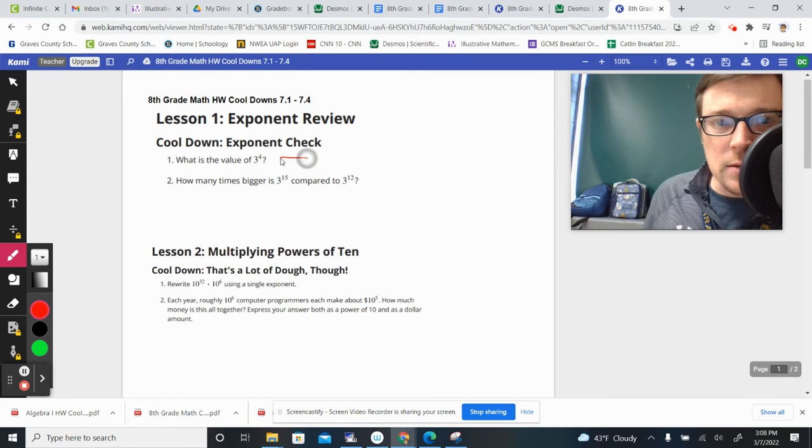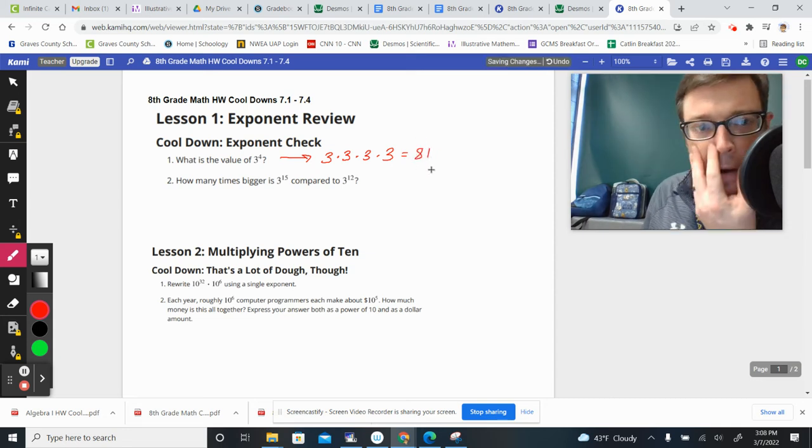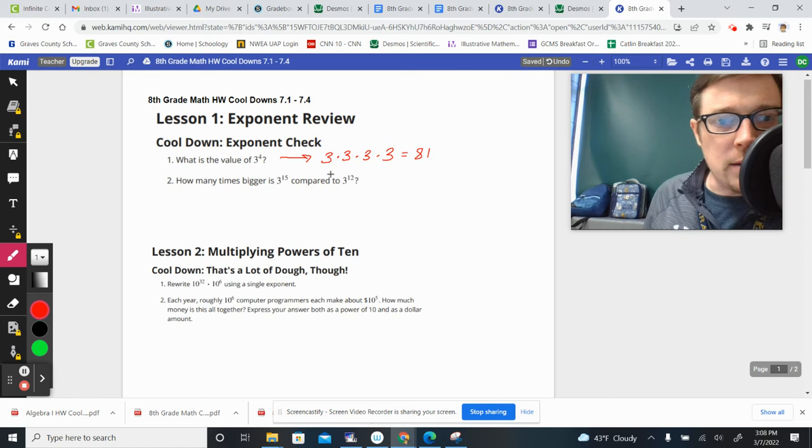So what that means is that you're taking the number 3, which is your base, and you're multiplying it by itself as many times as your exponent says. So this would be 3 times 3 times 3 times 3, because you have 4 times that you're multiplying 3 by itself. And that turns out to be 81 when you multiply those 4 together. All right, so that's what an exponent means: you're multiplying the base by itself that many times.